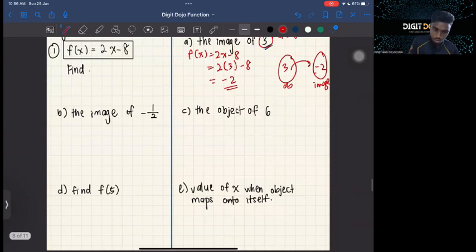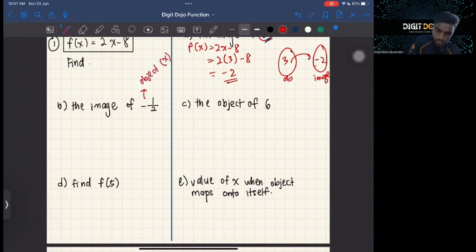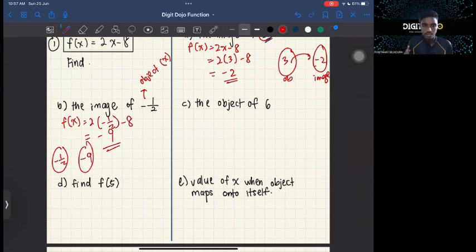Now, find the image of negative 1 over 2. This negative 1 over 2 is our object, which is your x. So you have to substitute at your x place: 2 times negative 1 over 2 minus 8. You'll get negative 1 minus 8, negative 9. Your f(x) is negative 9. Meaning that if you have two sets, the object is negative 1 over 2 and the image is negative 9. Okay, I hope you are all clear.